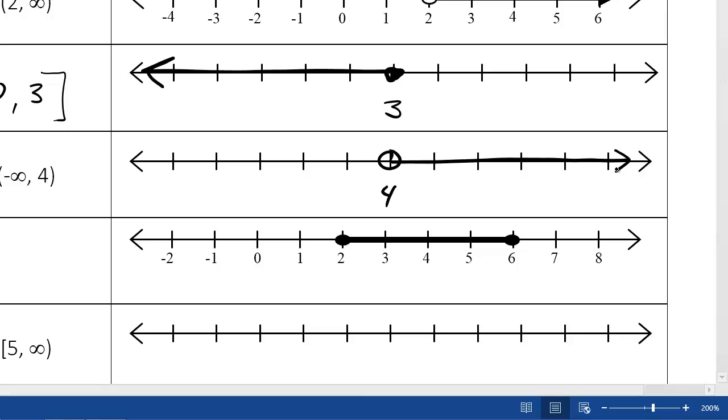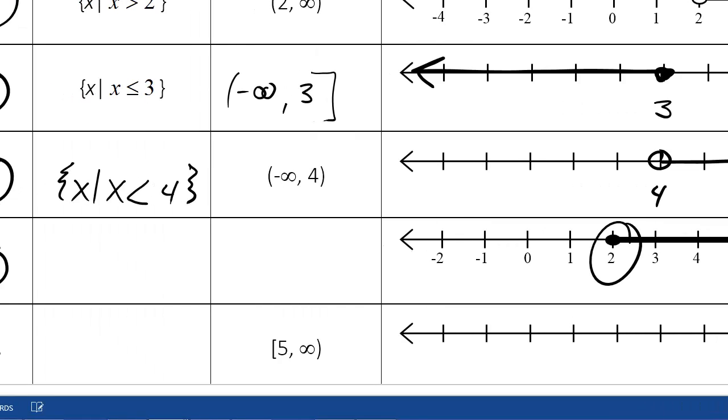Number 3. This one's a little different, working backwards, given our number line. Now let's go ahead and do our interval notation first. Our interval notation is the endpoints of your interval. So the endpoints are 2 and 6, so we're going to have 2, 6. Now, since these are closed circles, we're going to have brackets. And so that's your interval notation.